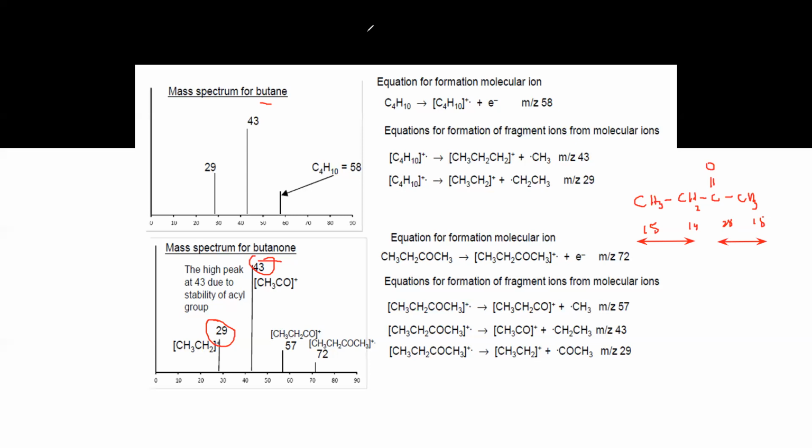We are also getting a peak at 57. So 15 plus 14 is 29, 29 plus 28, so we'll get 57. And the last one, 72. So 72 is the highest mass to charge ratio peak. The highest value of mass to charge is known as the molecular ion peak. So you may have a mass spectrum, and you have to identify what fragments are responsible for the certain peaks. Is it clear? The mass spectrum.